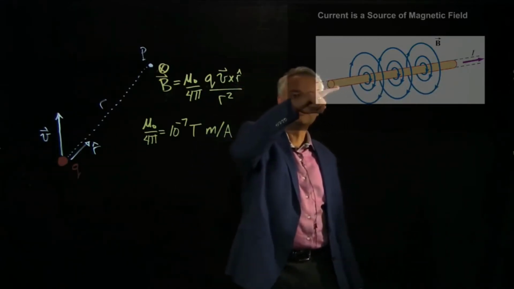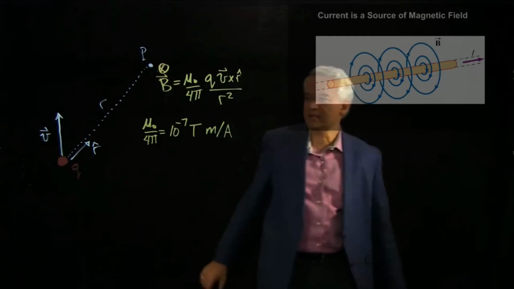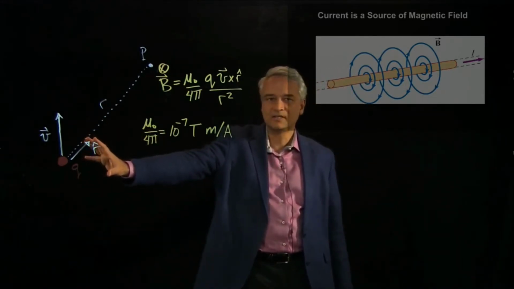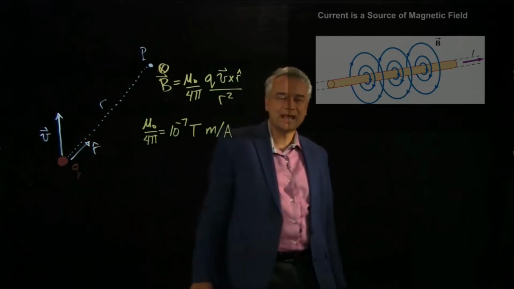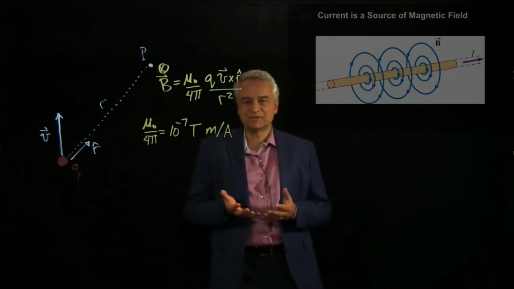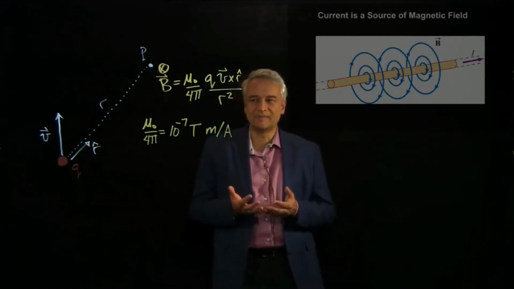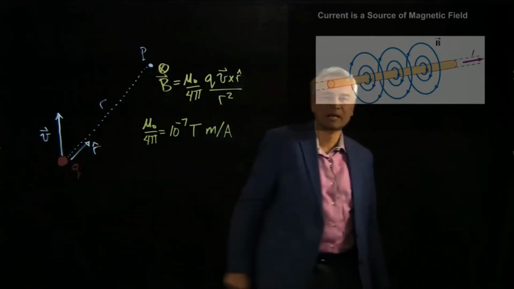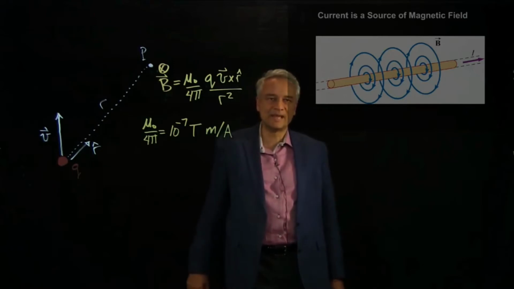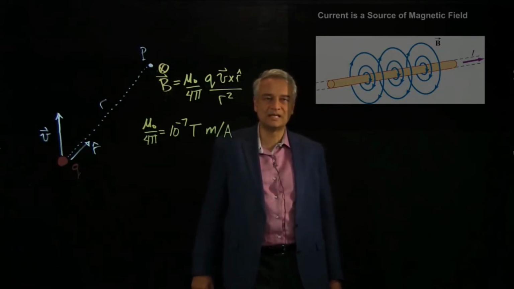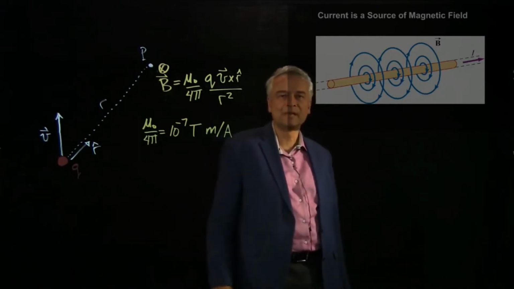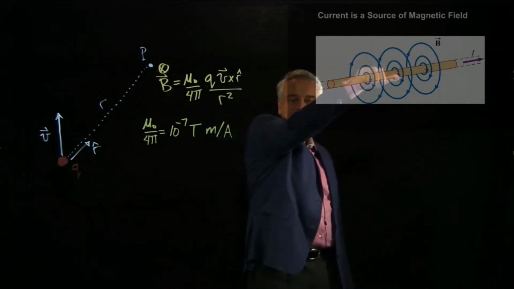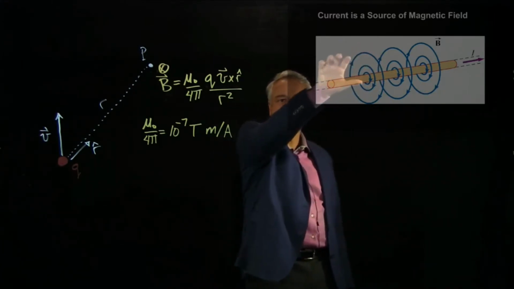And I think about each of these little bits of charge Q, each of them makes a magnetic field according to this force law. And now I use superposition. I vector add all the magnetic field produced by all the little bits of charge that together make up this current. And when I do that, I'm going to get a magnetic field, which looks as shown in this diagram here. The magnetic field curls around the wire, and it does so according to a right-hand rule.